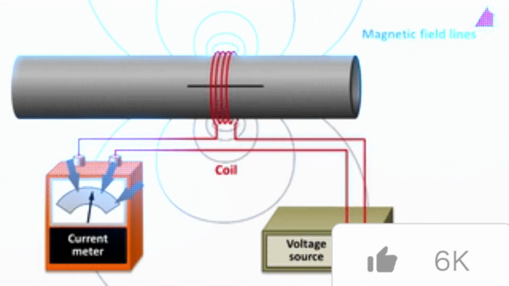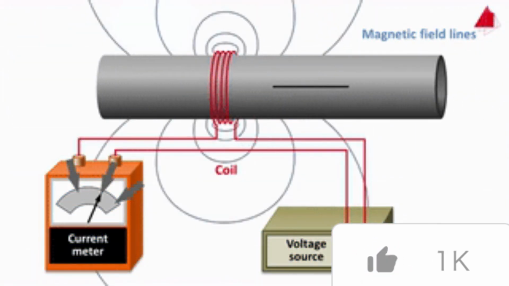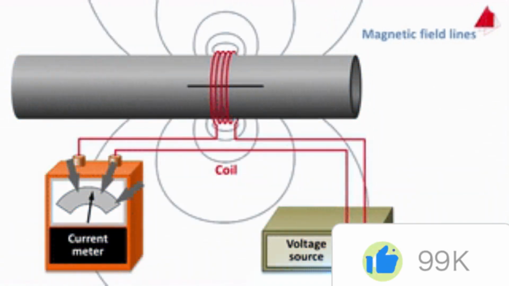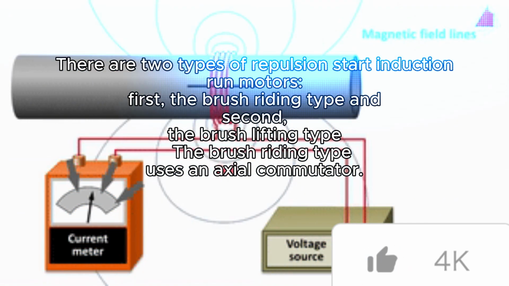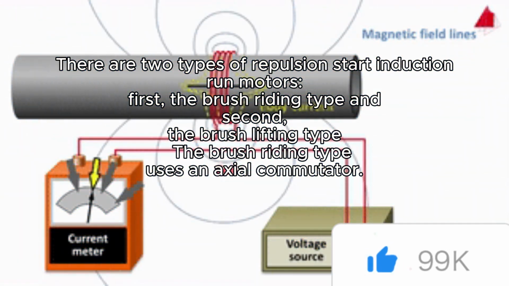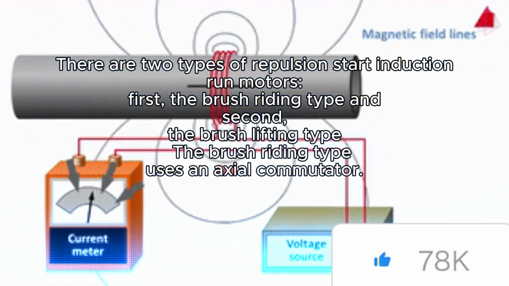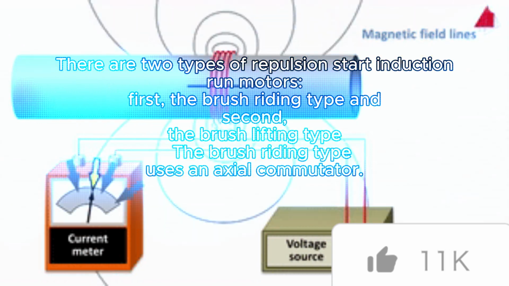Repulsion start induction run motor. The repulsion start induction run motor starts as a repulsion motor, but runs like a squirrel cage motor. There are two types of repulsion start induction run motors. First, the brush riding type, and second, the brush lifting type. The brush riding type uses an axial commutator.